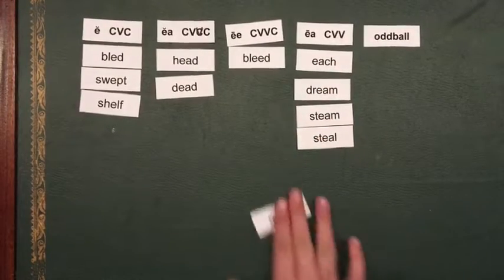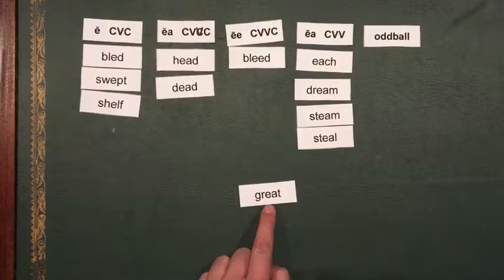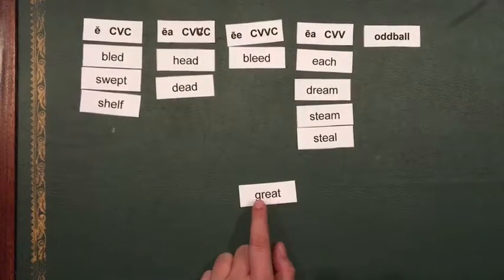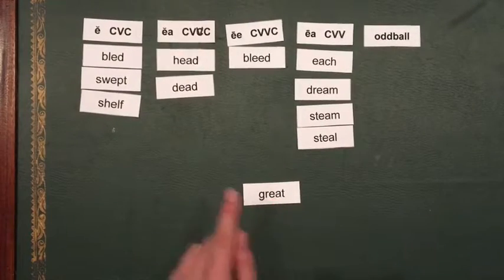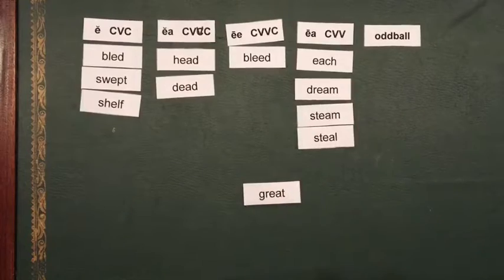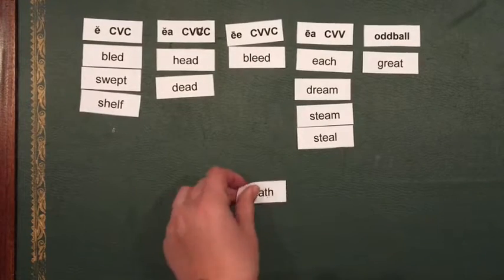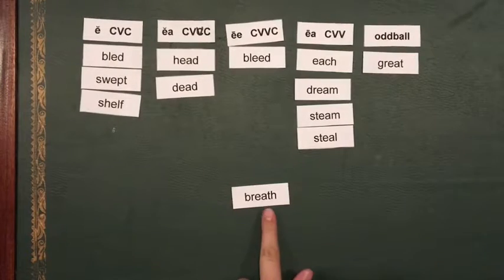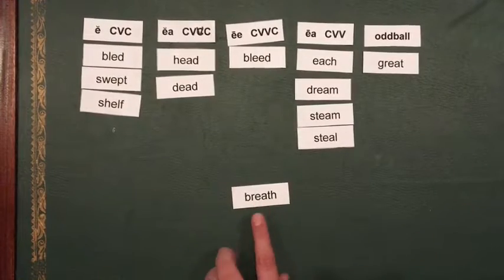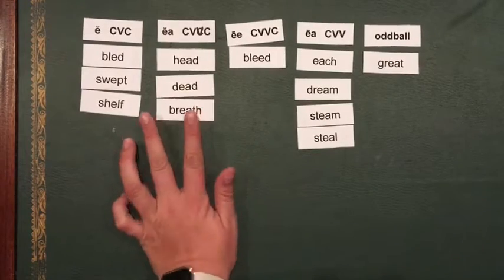Now let's try the word great. Great. Ea says the a sound. So that it's not eh and it's not e. So great is an oddball. Now let's try breath. Breath is spelled b-r-e-a-t-h. The ea says eh. So we're going to put it in the eh column.